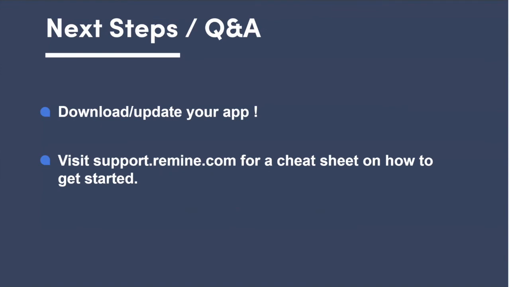Now, again, a couple of things real quick, some next steps. Make sure you download and update your application. If you don't have the most up-to-date app, then you won't be able to do the broadcast, and you won't see the neat features in there as well. Also, we have some really great cheat sheets online at support.remine.com. So check that out. Some 1, 2, 3, 4 steps on how to schedule and set up a Remine Live. It's pretty intuitive.